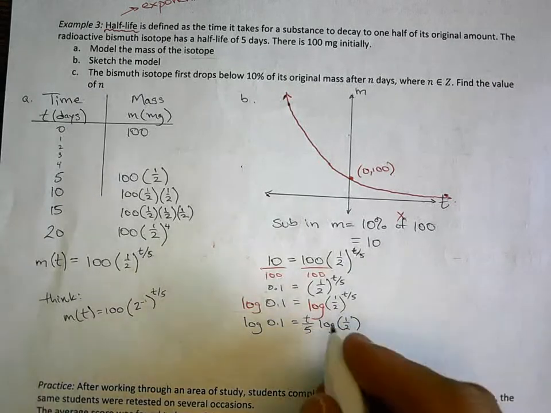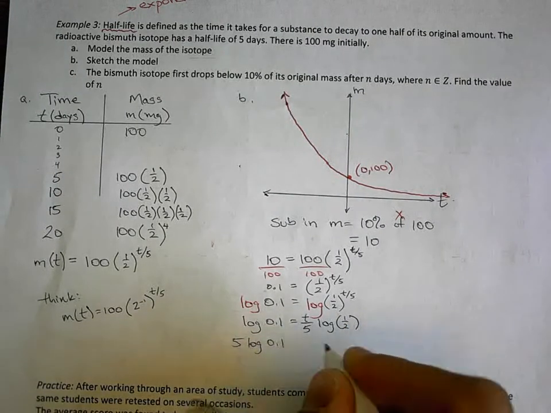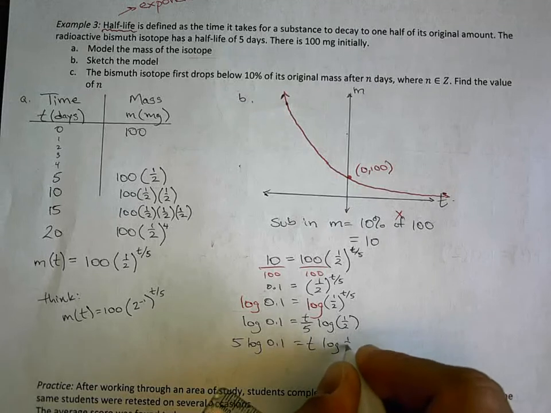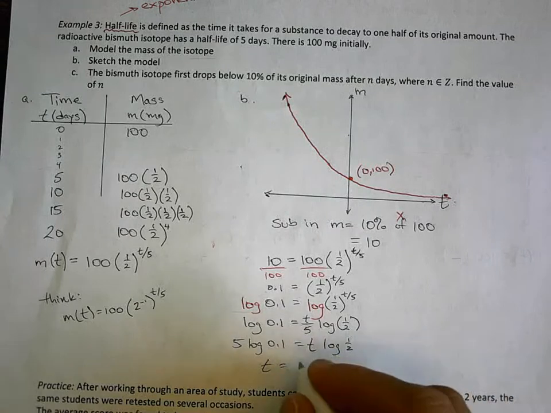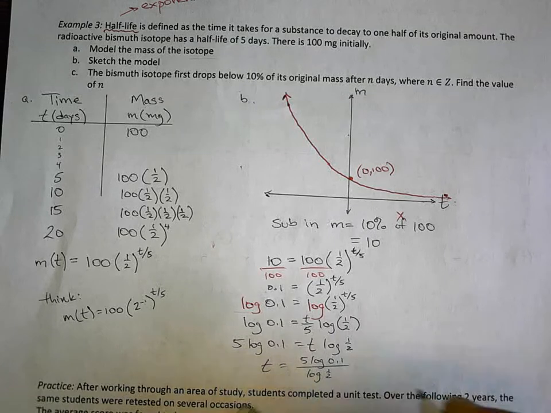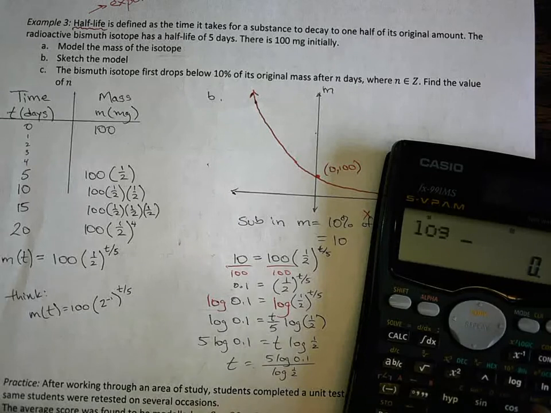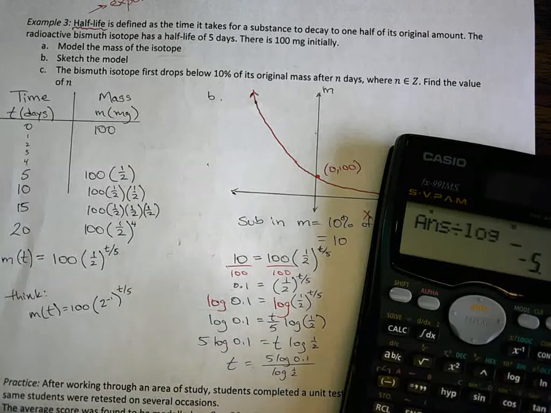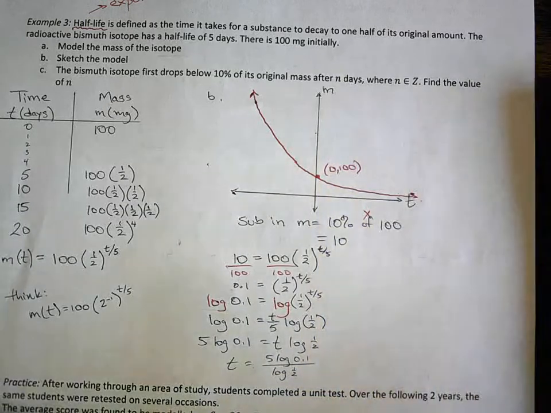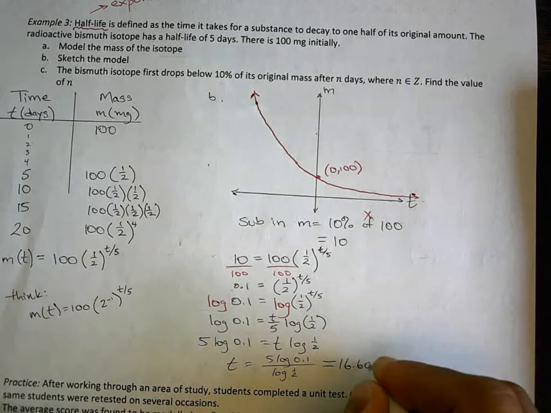Now I can multiply both sides by 5 to get rid of the 5 here. So I have 5 log 0.1 is equal to t log half. And then I end up with, if I divide this out, 5 log 0.1 divided by log half. Let's use my calculator now. So I have log 0.1 times 5 divided by log 0.5. And I get 16.60964.